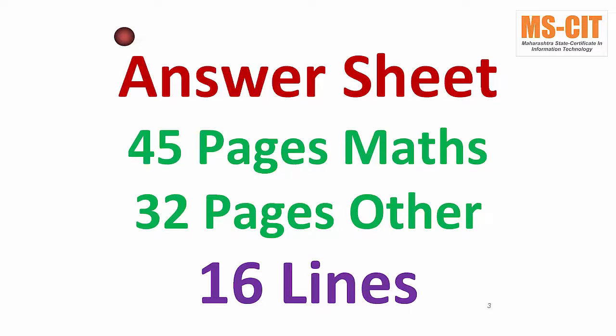You may be knowing that your board answer sheet for the mathematics subject is of 45 pages. Normally the board expects that an additional supplement is not required. That is why your original answer sheet for mathematics is of 45 pages, and for other subjects it is of 32 pages. Your answer sheet is not vertical but horizontal. It is of A4 size and contains only 16 lines.